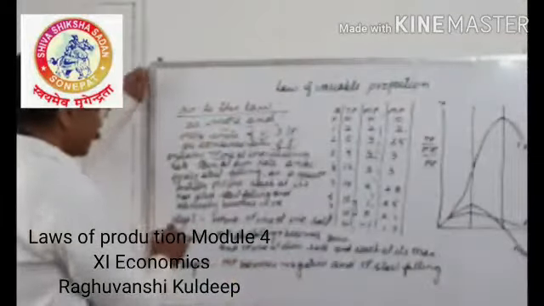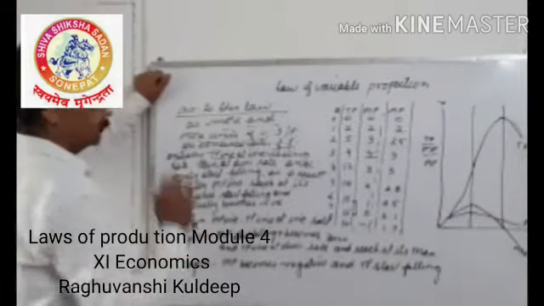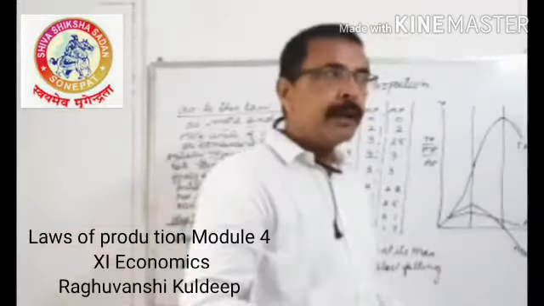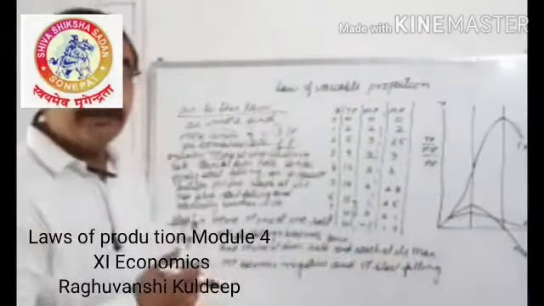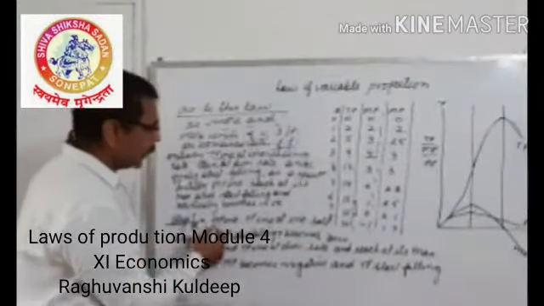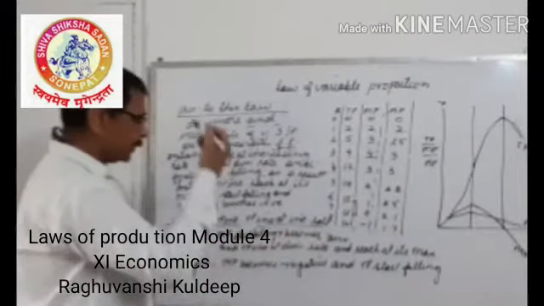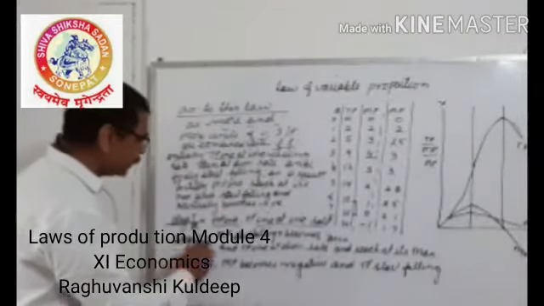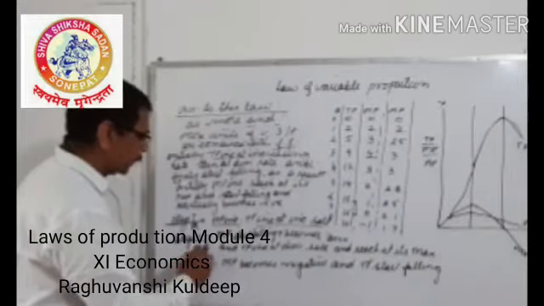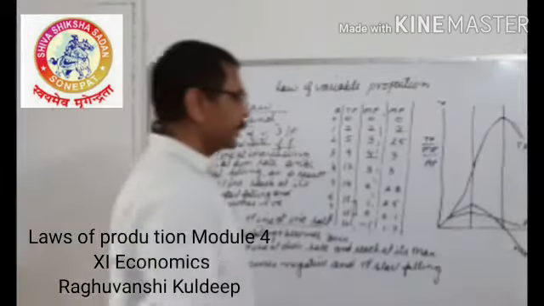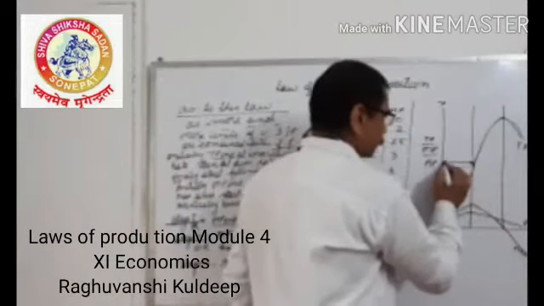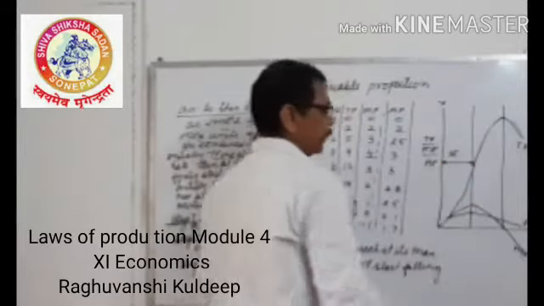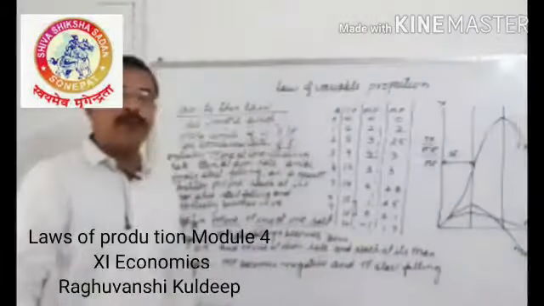What is the first stage? That is known as increasing returns of variable factor. Means when you change variable factors, you get increasing return. What do you mean by increasing return? Increasing return means MP will increase and TP will increase at an increasing rate. Look at the diagram. MP is increasing, reaches its maximum, TP is increasing at an increasing rate. So the first column will be classified as the first stage.